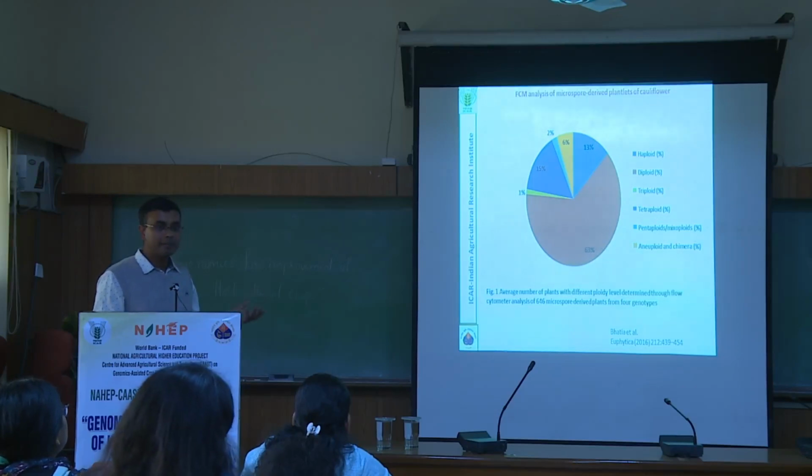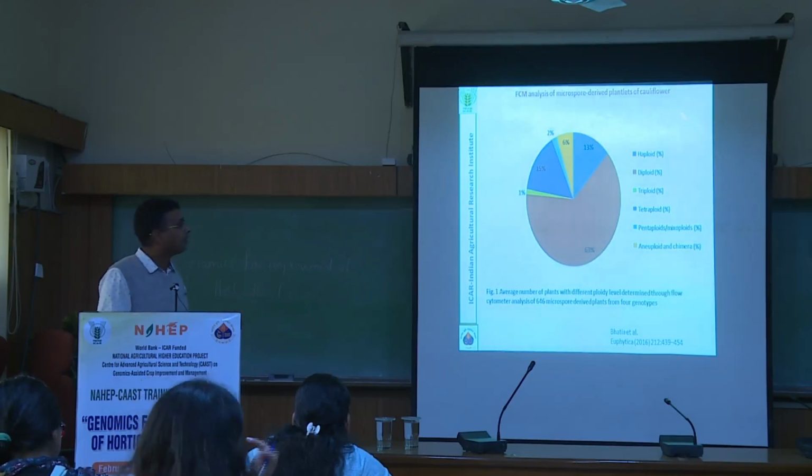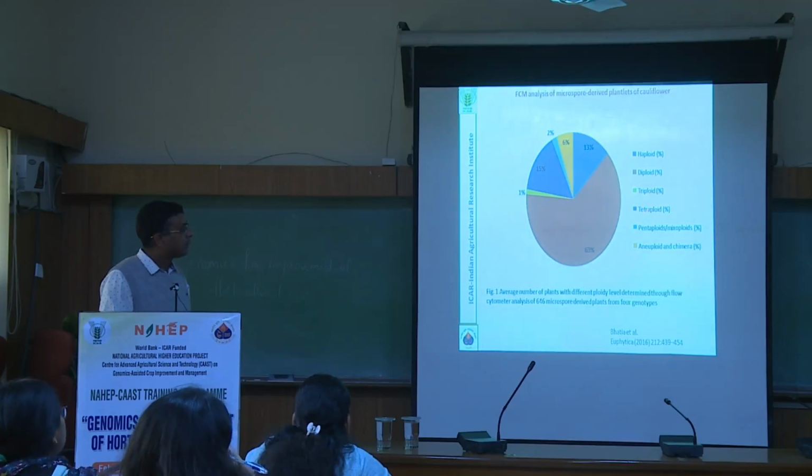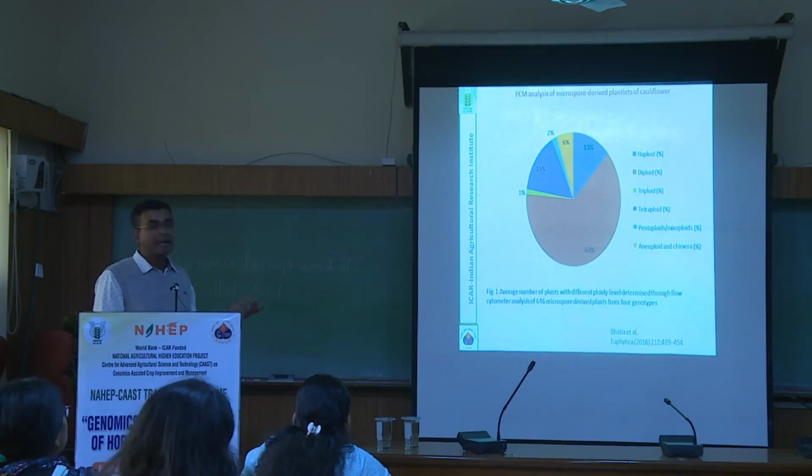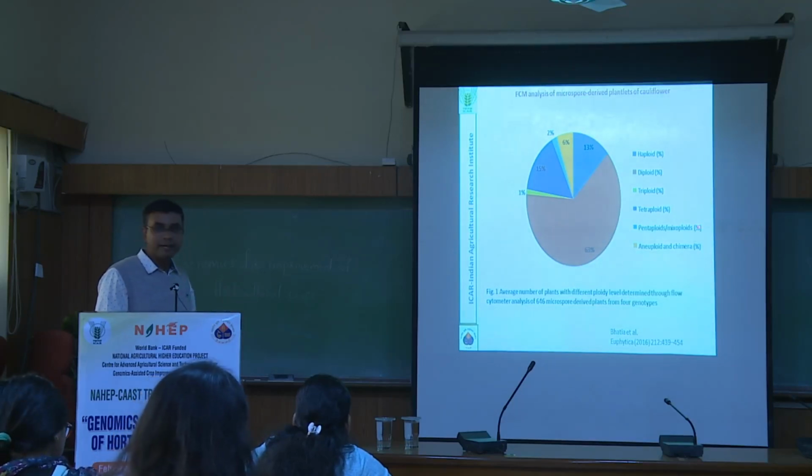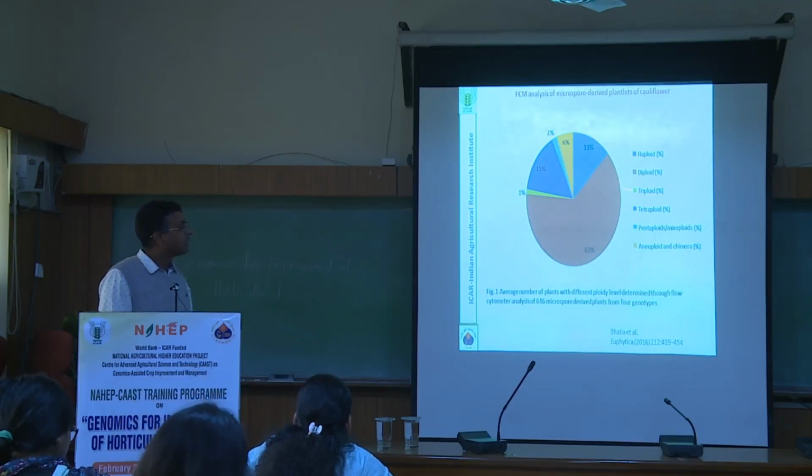It is not that everything will be haploid or everything will be diploid. There will be haploid, certain will be diploids, they may be triploid, pentaploid, polyploid, or the mixoploids. They will have the different kind of the polyploid. Even aneuploid and the chimera you will get. So you have to precisely identify what are the haploids and what are the diploids.